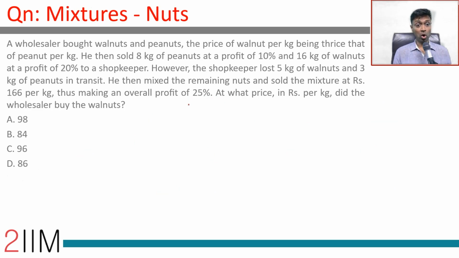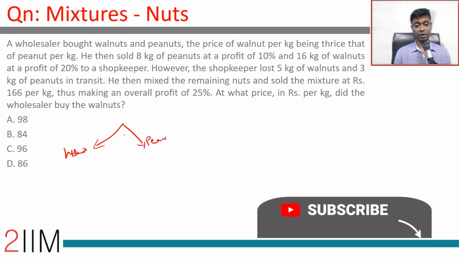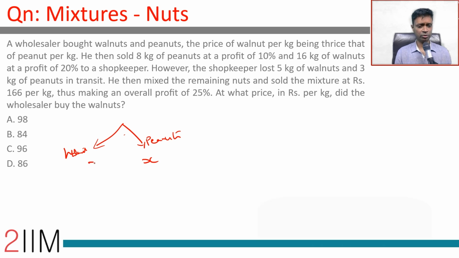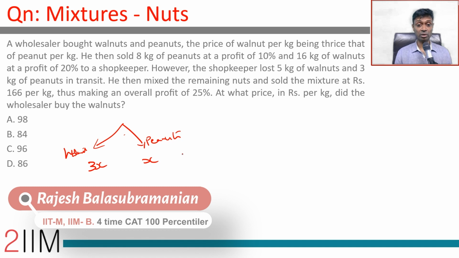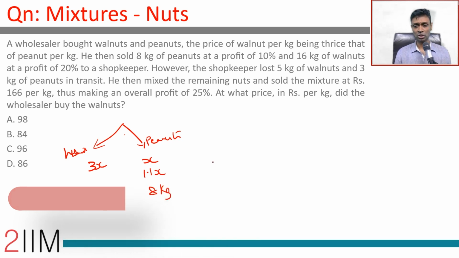A wholesaler bought walnuts and peanuts, the price of walnut per kilogram being thrice that of peanut per kilogram. Fine. So walnut, peanuts. This is X per kilogram. This is 3X per kilogram. He then sold 8 kg of peanuts at a profit of 10%. So he sells this at 1.1x. And he sells 8 kilograms of it, and 16 kilograms of walnut at a profit of 20% to a shopkeeper. From 3x, 20% profit, 3.6x, 16 kilogram.